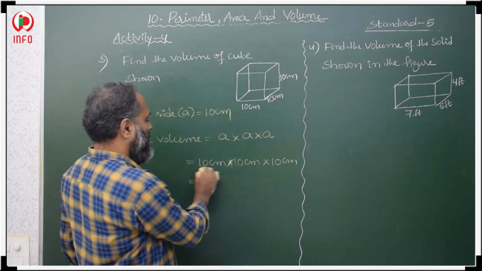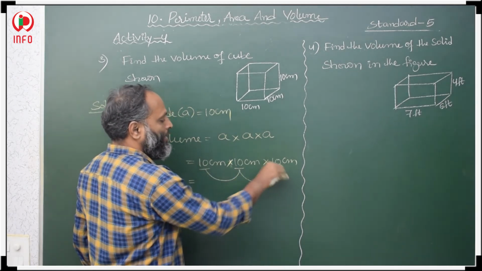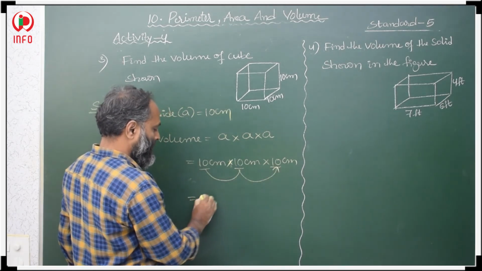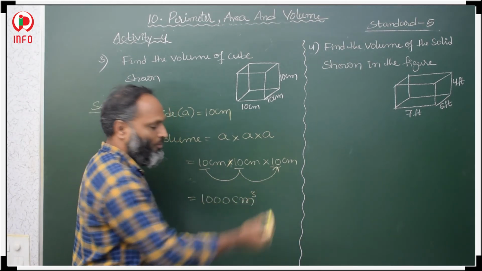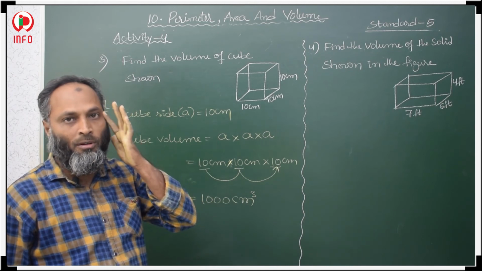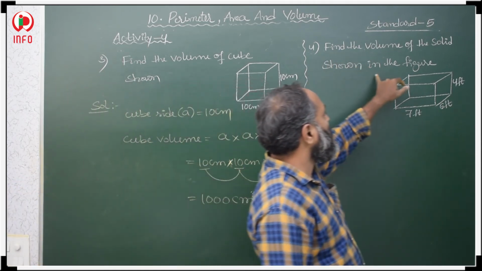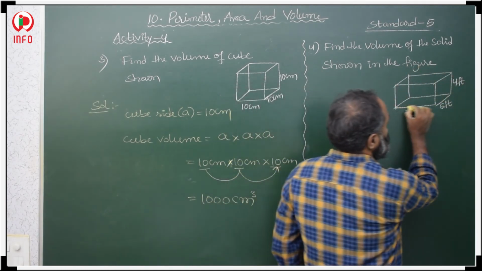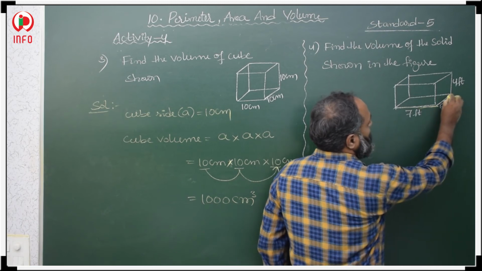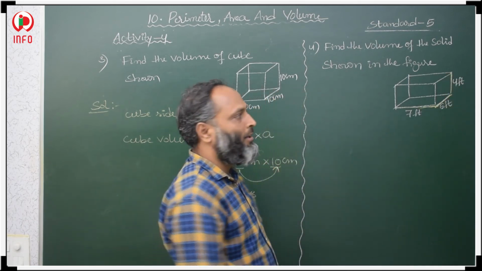Now 10 tens are 100, 100 tens are 1000. So then 1000 centimeter cube. This is the volume of the cube. Okay. Now here, find the volume of a solid shown in the figure. This is the solid given. Here the length is given as 7 feet, the width is 6 feet, and the height is 4 feet.